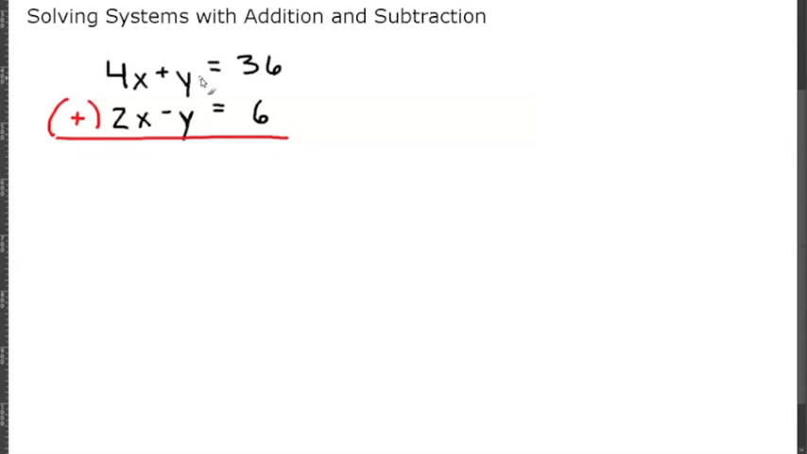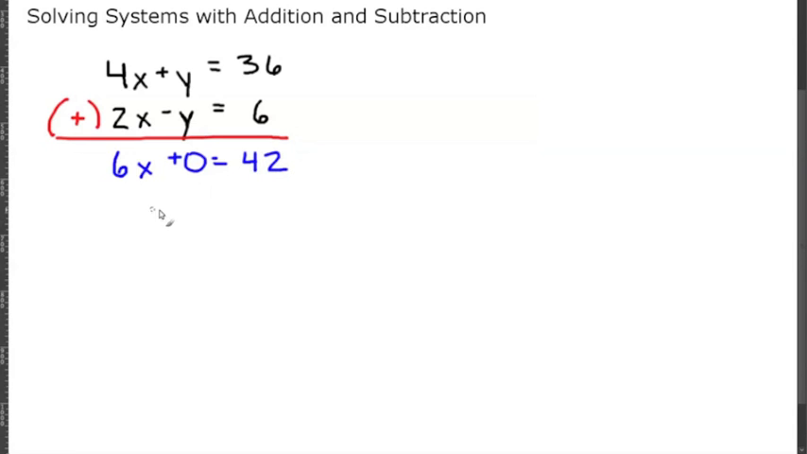Remember the additive inverse property? If you have a positive variable plus a negative variable, they're going to equal 0. So if we add a positive y and a negative y together, that's going to be 0. So we're going to be left with 4x plus 2x, which is 6x. Positive y minus y is just 0. And then we're going to have 36 plus 6, which is going to give us 42.